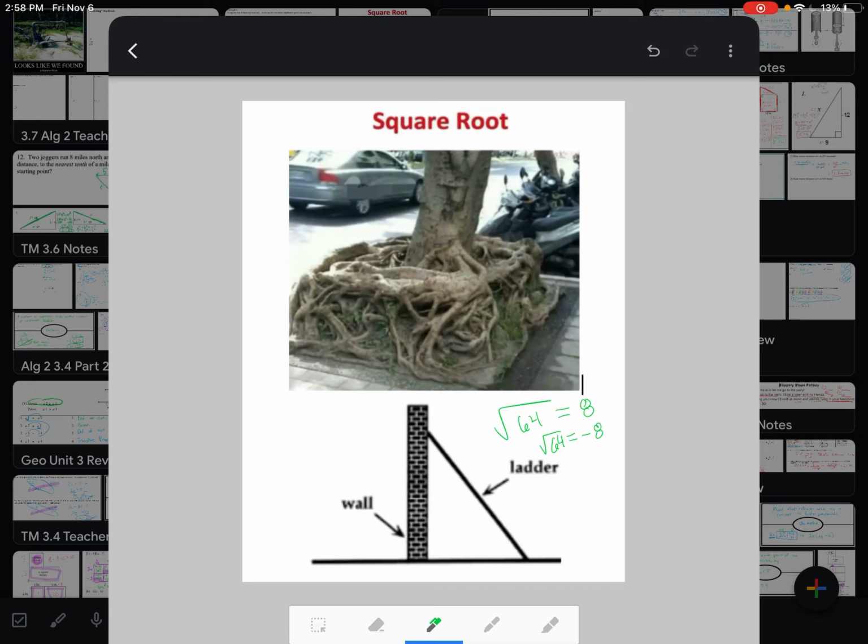Well, if you're thinking even closer, you might say, well, Mr. Reardon, negative 8 times negative 8 is also 64. Well, that's also true. So with square roots, we're going to see positive and negative roots, but that's the idea.